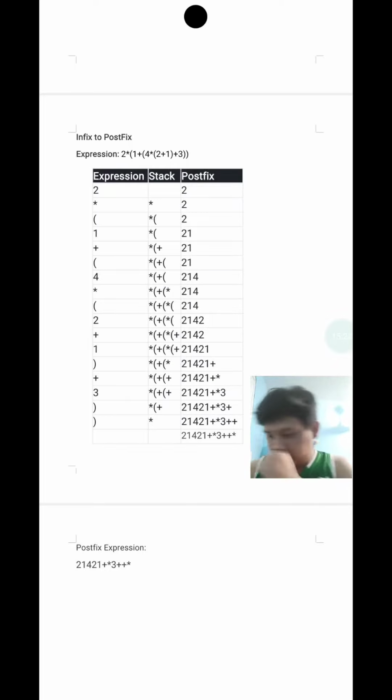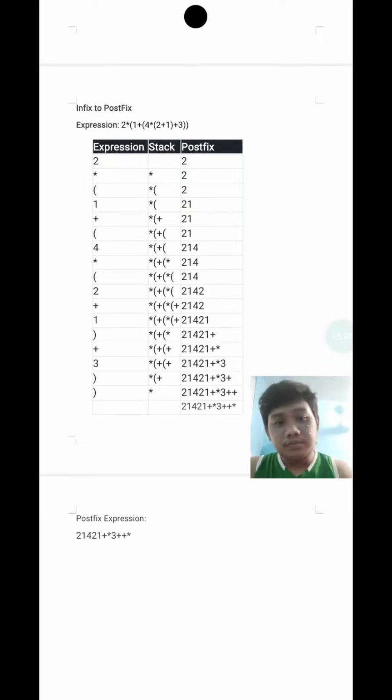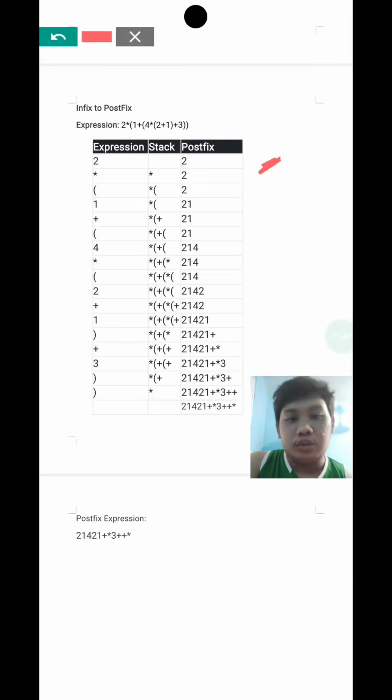So here, the expression is 2 times, opening parenthesis, 1 plus 4 times 2 plus 1, plus 3, closing parenthesis, to convert from infix to postfix. So first, the character 2 is an operand, so it will be added to our output. In postfix notation, there is no need to reverse our expression. So next is the times or the asterisk.